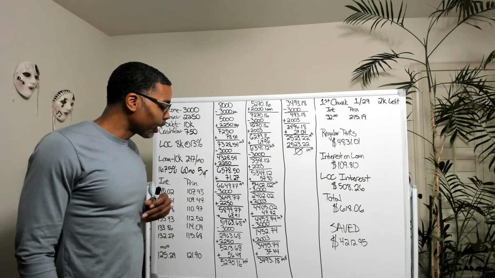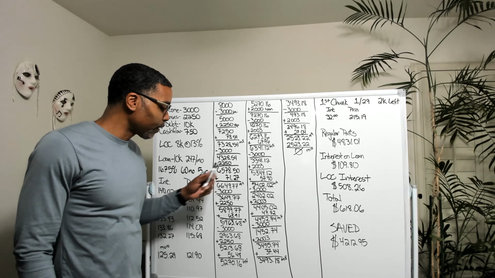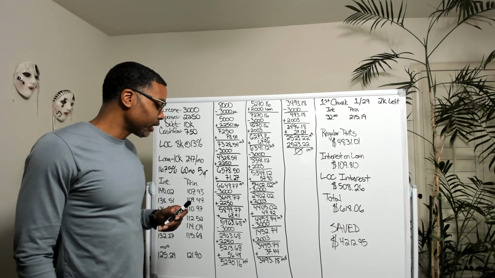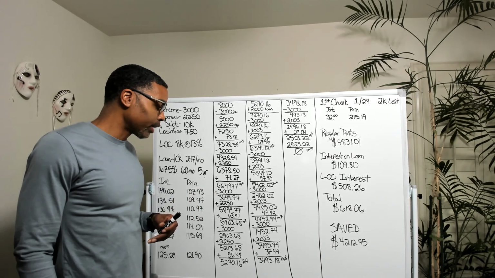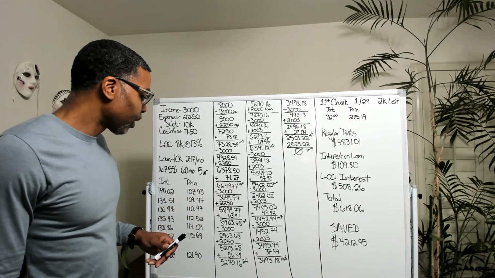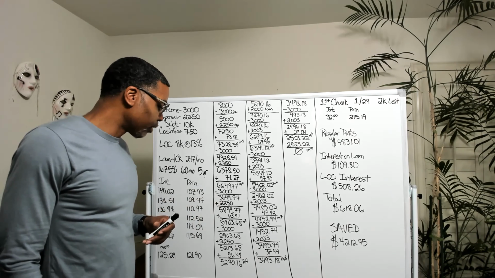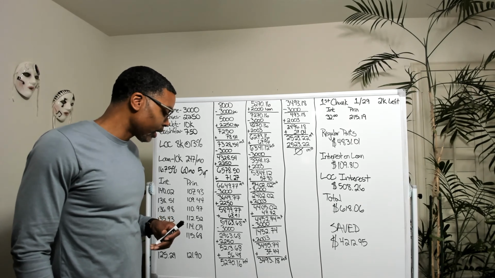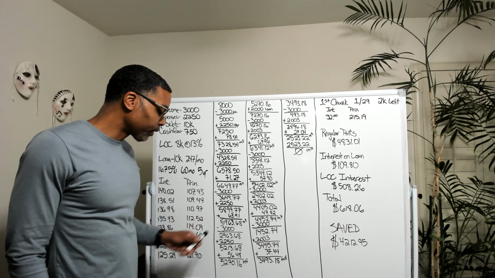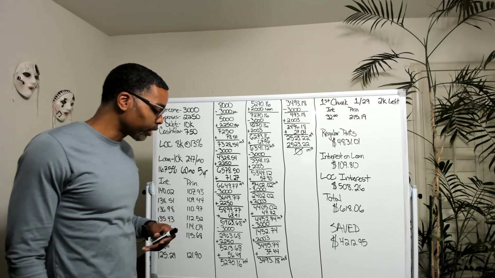Month two, we have our income going in, our expenses coming out. $6,578.50 is the balance. $71.27 is the interest. $6,649.77 is the balance at the end of month two. Month three, we have our income going in, our expenses coming out. $5,399.77 is the balance. $63.91 is the interest. $5,963.68 is the balance at the end of month three.